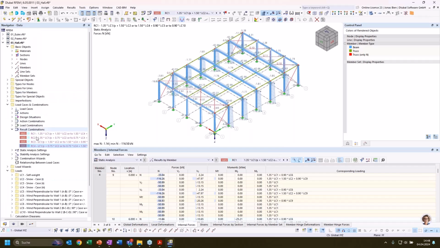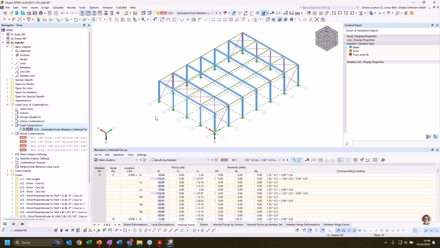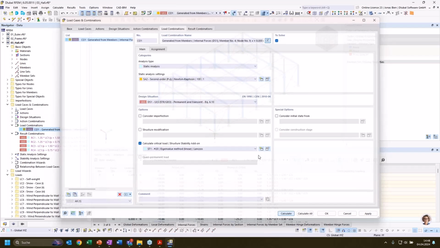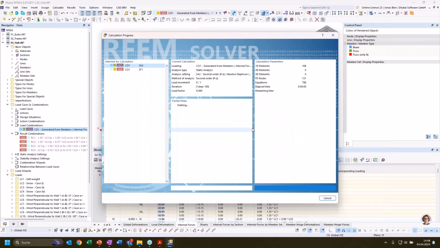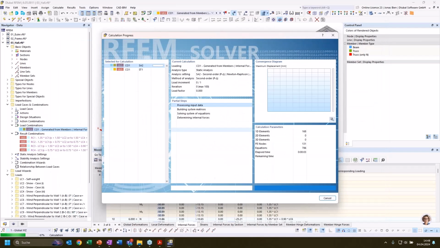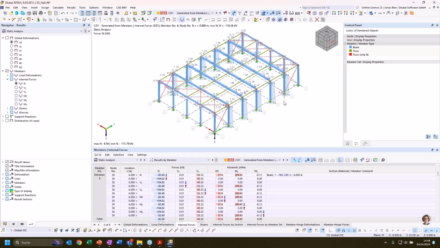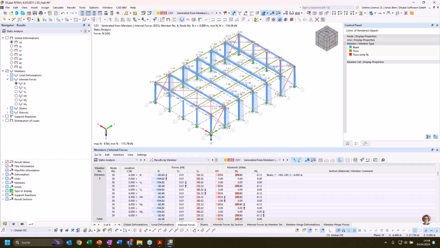And now for this load combination, where I have the feeling that this could be the most relevant for buckling of our columns, I can now perform an eigenvalue analysis, so a linear stability analysis, by just activating it here and calculating it. So now I very specifically run the stability analysis for just this one load combination that I have generated from the envelope.